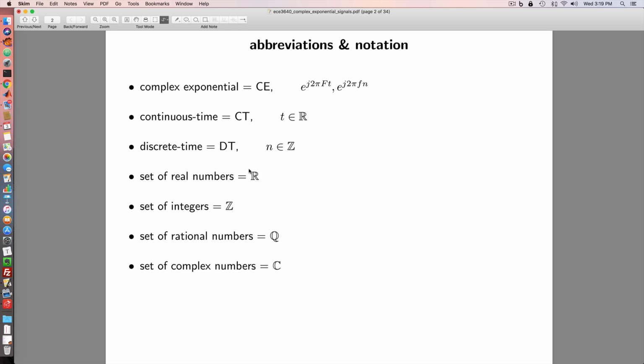So we'll let R, this blackboard version of R, be the set of real numbers, Z is the set of integers, Q the set of rational numbers, and C the set of complex numbers. So once again, this continuous time complex exponential is indicated here. Capital F will be used throughout to refer to the frequency for continuous time complex exponentials, and little f will be used throughout to refer to discrete time frequency.